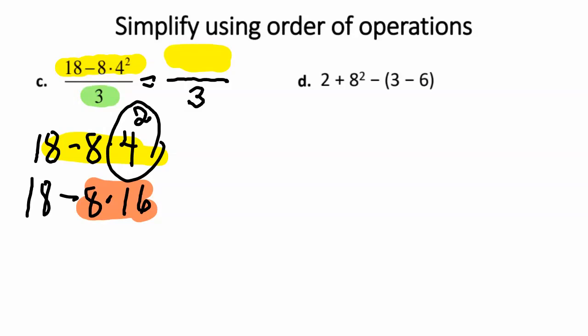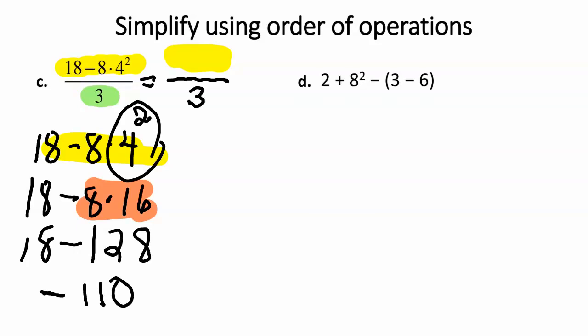but I can take 8 and 16, which is going to give me 18 minus 8 times 16 is 128. This is going to give me a negative, in this case, 110. Now, that's what's going above the 3.